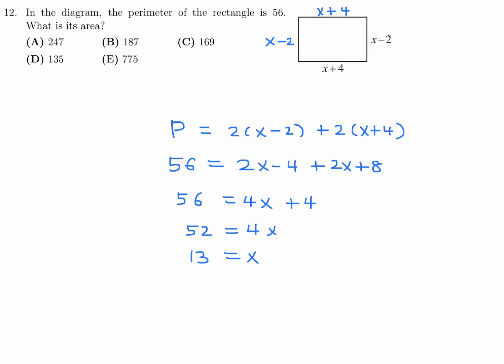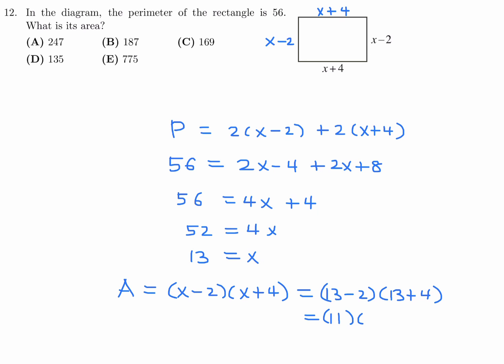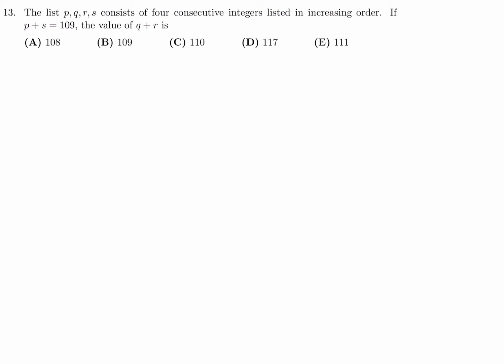But they don't want you to figure out x. They want you to figure out the area. The area of this rectangle will be x minus 2 times x plus 4. Right? Length times width. And since x is 13, that's going to be 13 minus 2 times 13 plus 4. And that looks like 11 times 17. And 11 times 17 is 187. So number 12, the answer is B.